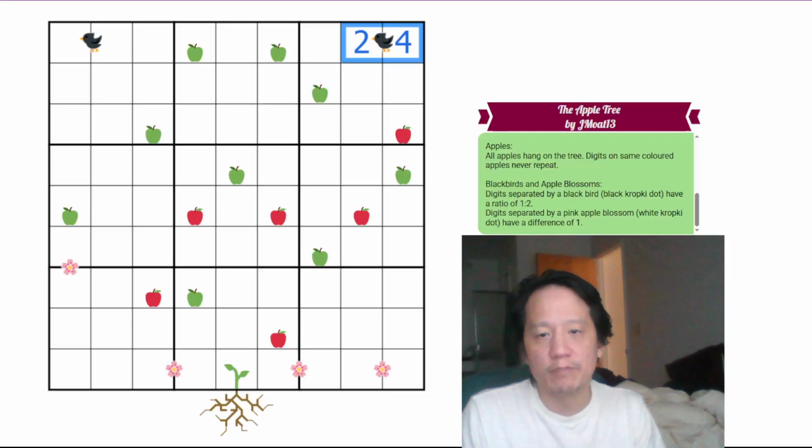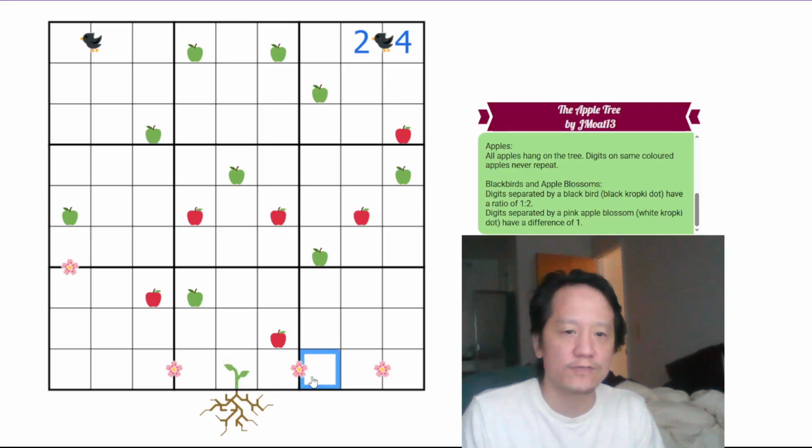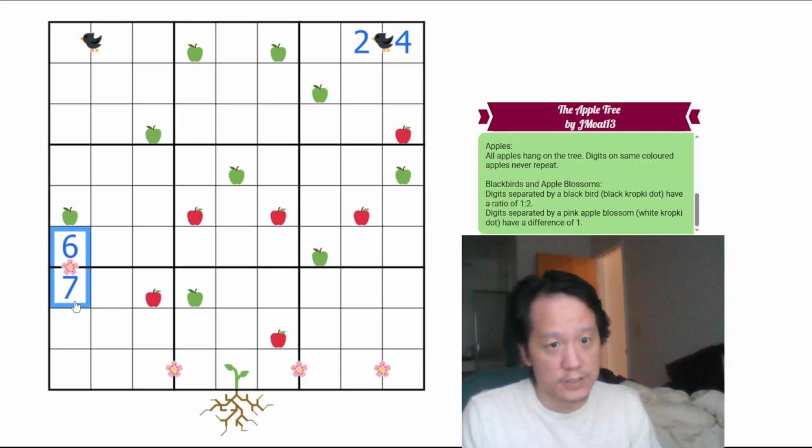We also must have digits separated by a pink apple blossom. They are white Kropke dots, have a difference of 1. So, for example, if this were a 6, this would have to be a 5 or a 7 to make sure that these digits are consecutive.